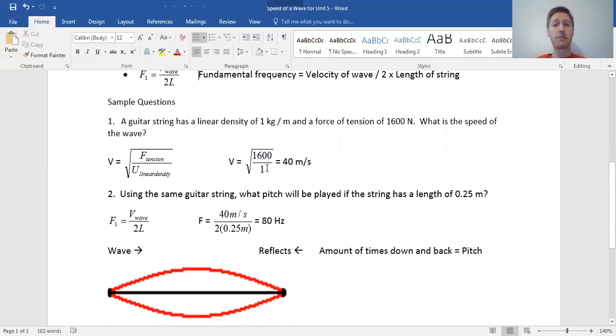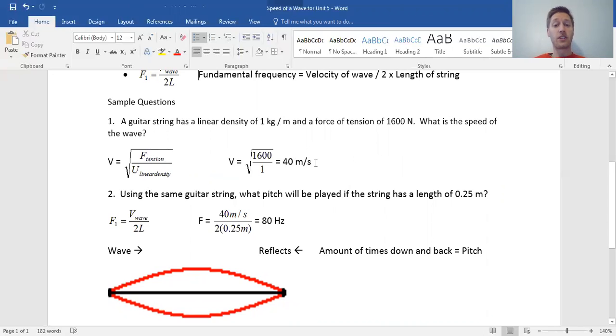So, again, some sample questions connect to this. If we had a guitar string with a certain density and a certain force of tension, we could find the speed of the wave using our equation. So if we had a 1600 Newton force of tension and a linear density of 1, the velocity would be just the square root of 1600, or 40 meters a second.